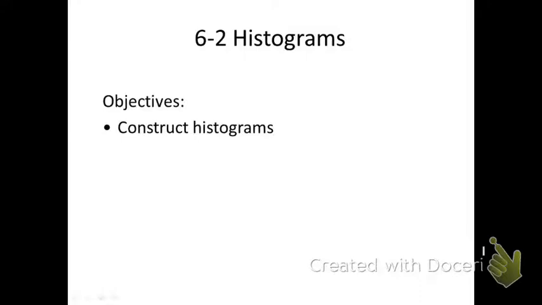All right, in today's assignment we are going to study 6-2 histograms. So we're going to construct histograms. We're also going to identify what a 5-number summary is and determine when we have to use those numbers to describe our distribution or when we use the mean and the standard deviation.